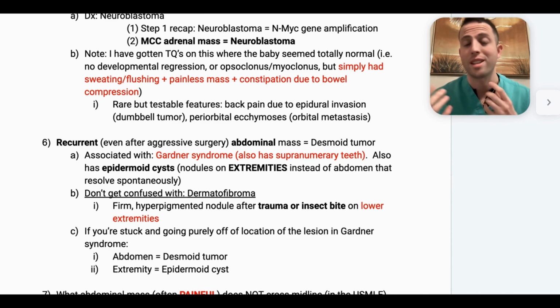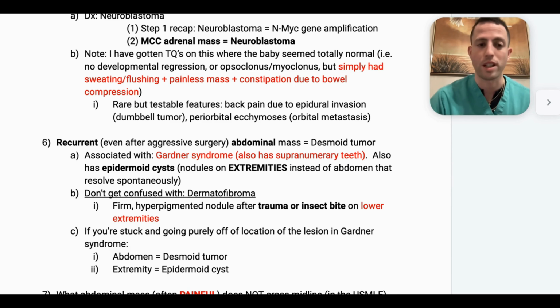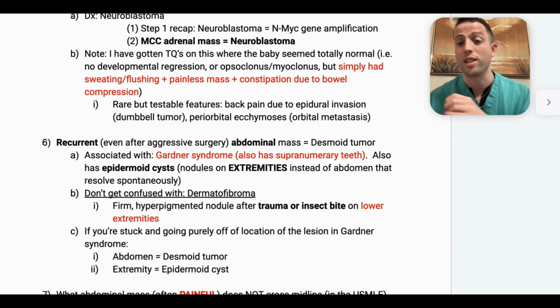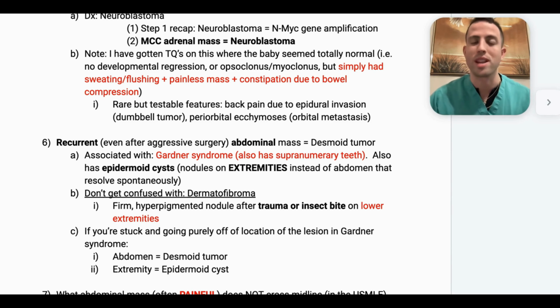If they say that there's a mass in the abdomen, you say it's a desmoid tumor in Gardner syndrome. If they say that there's a mass on the extremities in Gardner syndrome, you say it's an epidermoid cyst. So make sure that you know that. Those epidermoid cysts on the extremities generally resolve on their own, so you do not have to excise them.